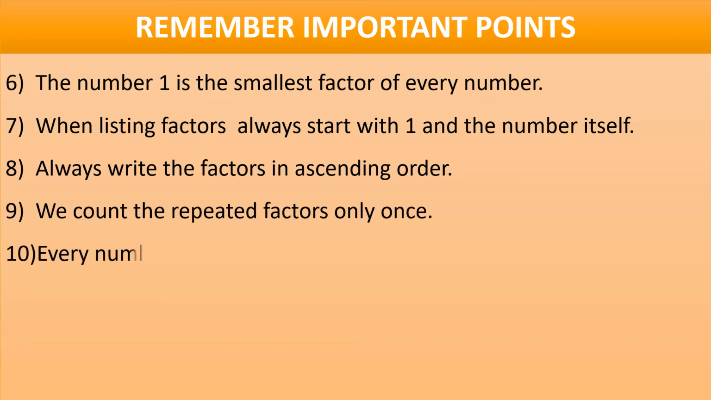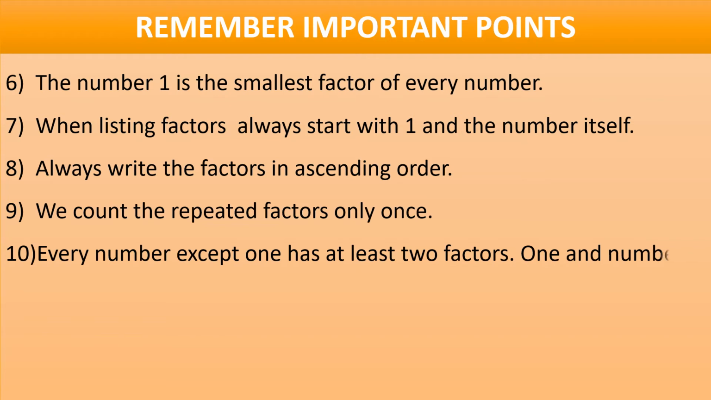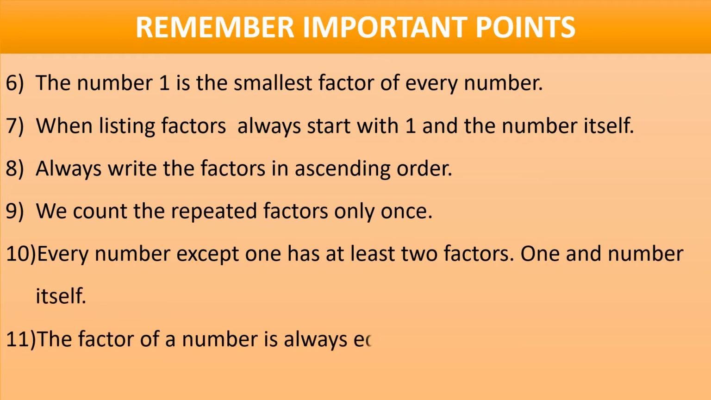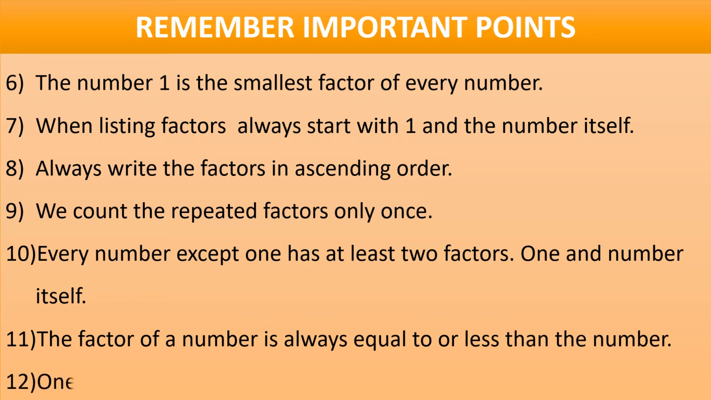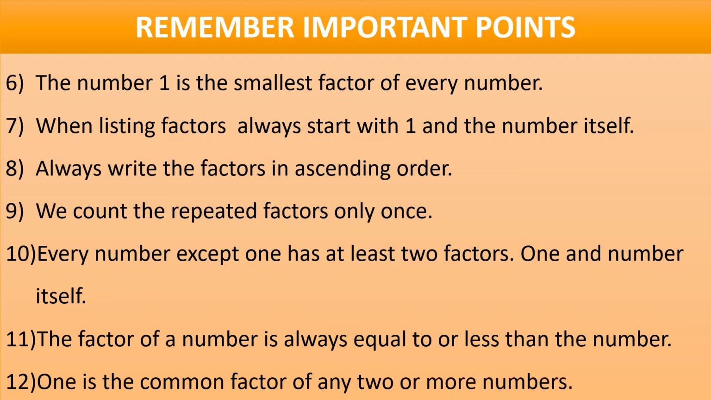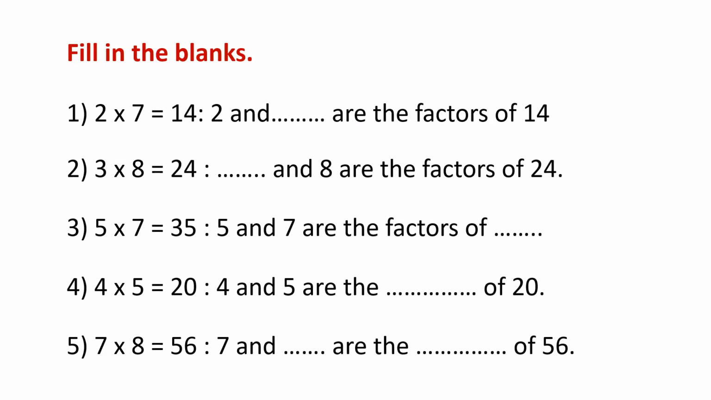Number 10. Every number except 1 has at least 2 factors, 1 and the number itself. Number 11. The factor of a number is always equal to or less than the number. And the last is number 12. 1 is the common factor of any 2 or more numbers. To understand factors in a better way, let us solve some questions.